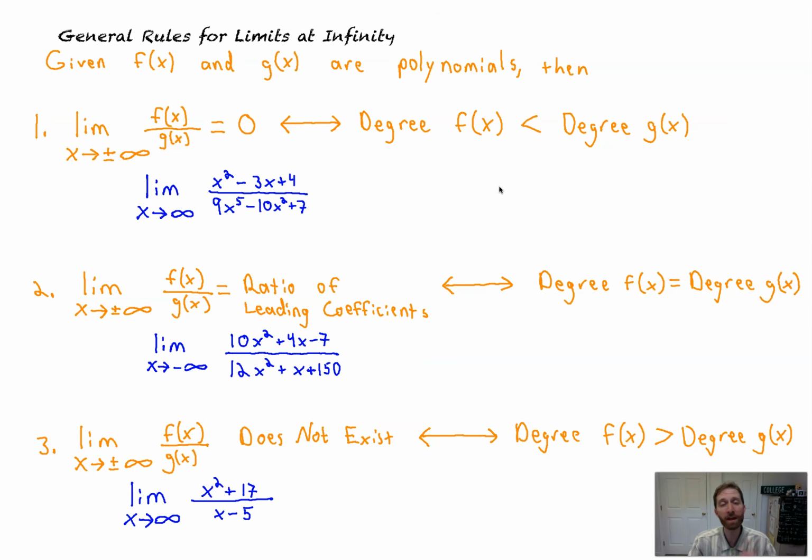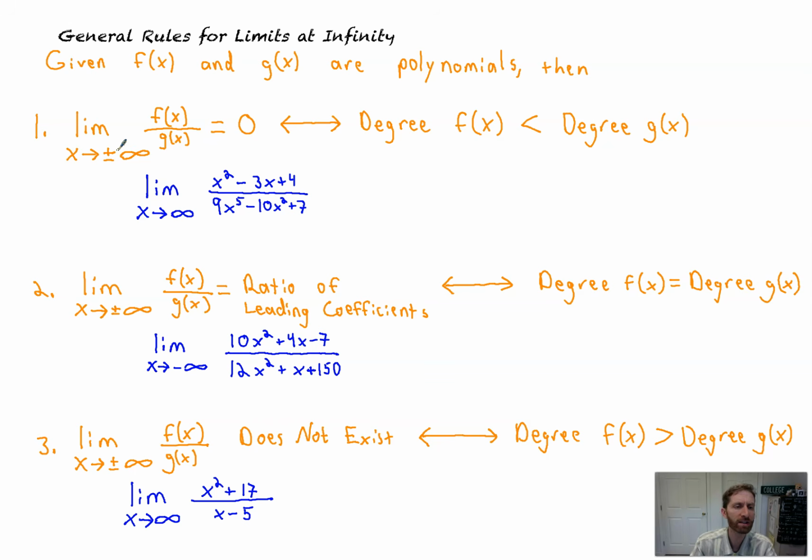Again, I'm not a fan of memorizing these rules. I'm a fan of understanding them and using the concept I went over in video 1 of this lesson. Okay, so it says given f of x and g of x are polynomials, then the following rules are true. And let's explain why they are. So let's take a look here.